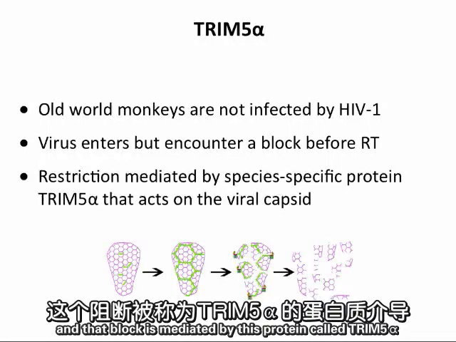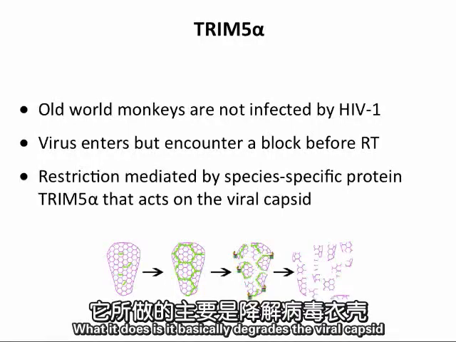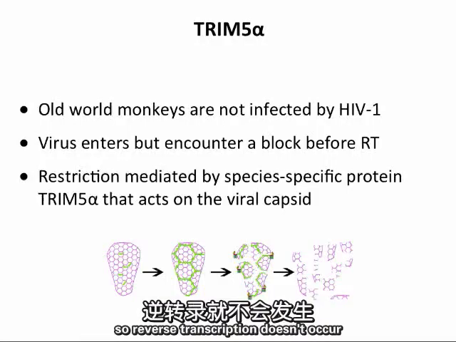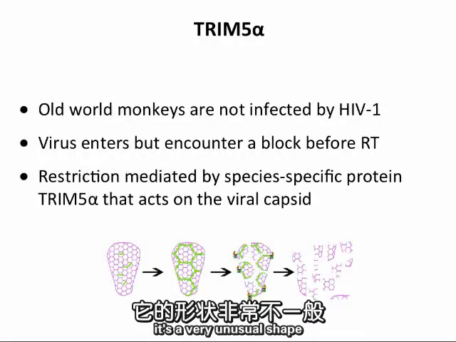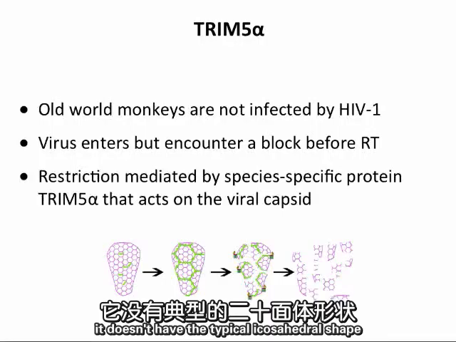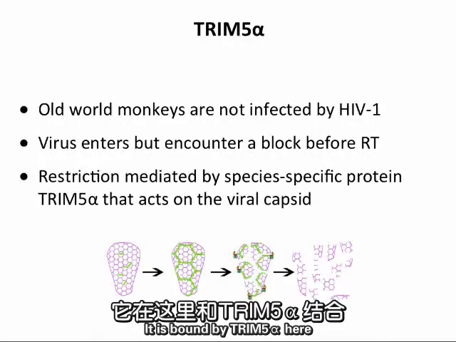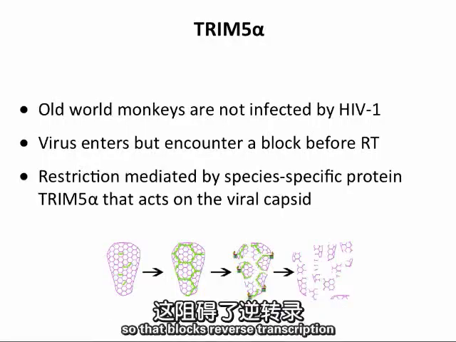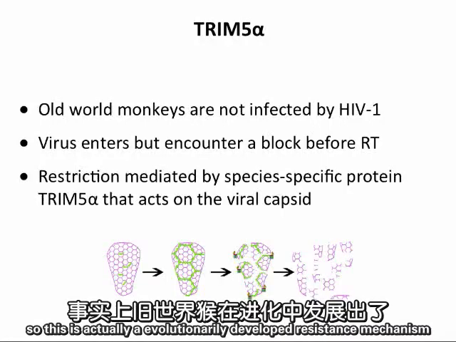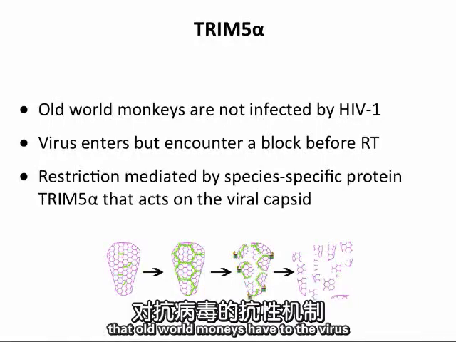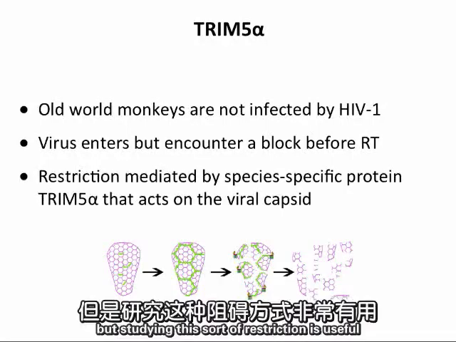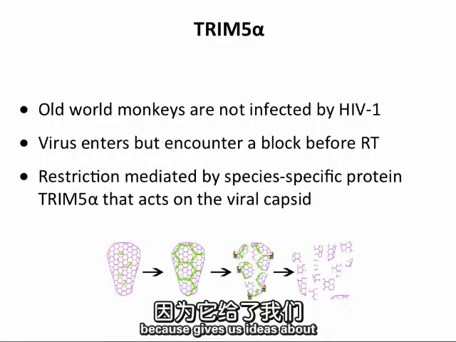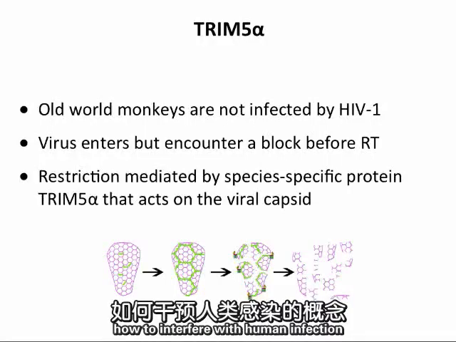And that block is mediated by this protein called TRIM5 alpha. What it does is it basically degrades the viral capsid, so reverse transcription doesn't occur. TRIM5 binds the capsid. Here's the viral capsid of HIV. It's a very unusual shape. It doesn't have the typical icosahedral shape. It is bound by TRIM5 alpha here, and it dissociates it. So that blocks reverse transcription. So this is actually an evolutionarily developed resistance mechanism that old world monkeys have to the virus. We don't have this. Our TRIM5 doesn't block infection, obviously, otherwise it wouldn't be present. But studying this sort of restriction is useful because it gives us ideas about how to interfere with human infection.